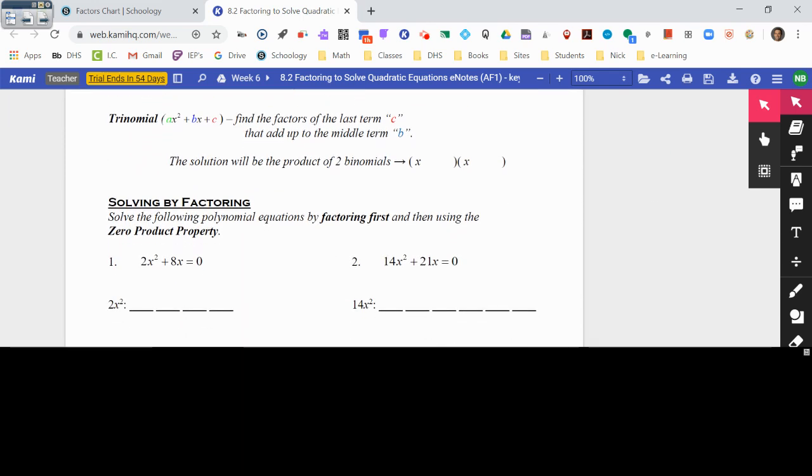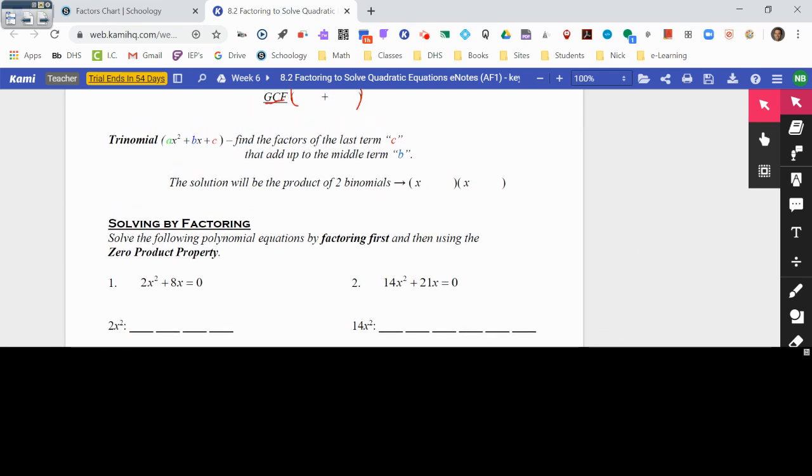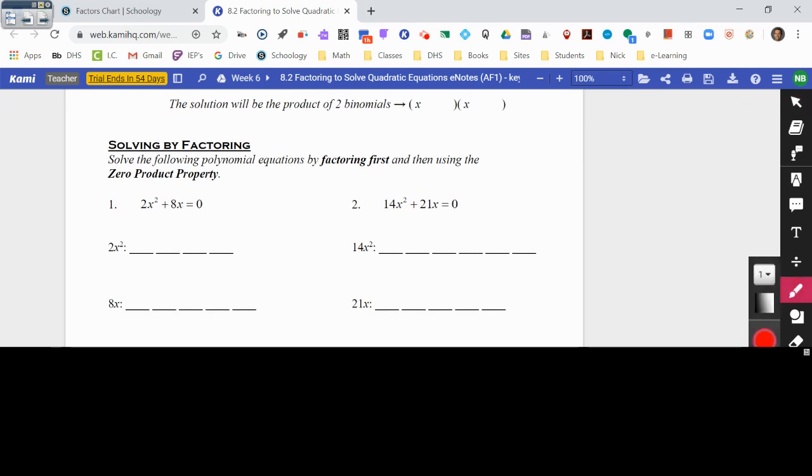Let's do some solving by factoring. Here we're going to solve the polynomial equation by factoring first and then using the zero product property to solve. This is going to require more steps, because we have to factor first and then solve.